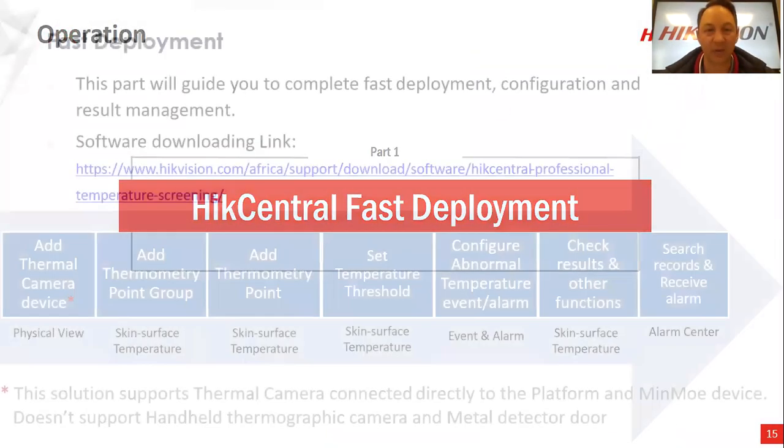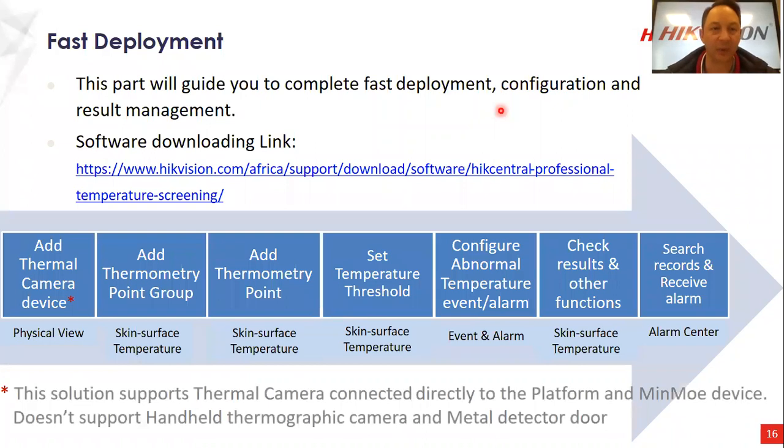All right, so the deployment for this, what we need to do after installation of HikCentral, this will show you and help you to get up and running. So first of all, you need to add your thermal camera or device that we're going to add into the physical view of HikCentral. Then we need to add a thermometry point group. A group is like a combination of a whole bunch of thermometry points. You can also just have one camera in a thermometry point if you want to. So you need to add the group first, and then you add those cameras to those groups.